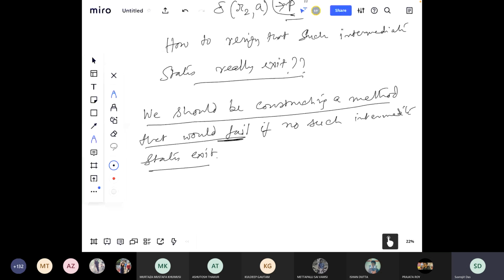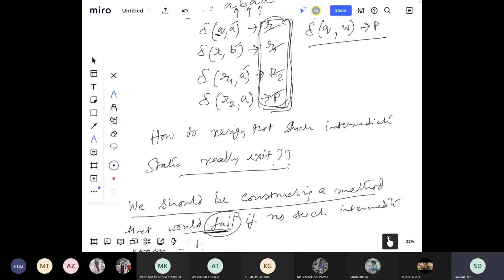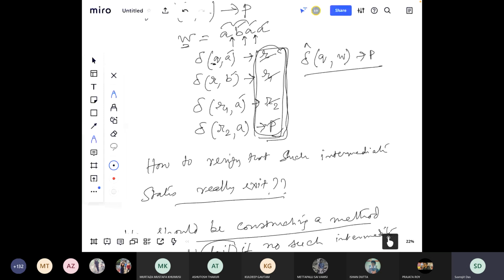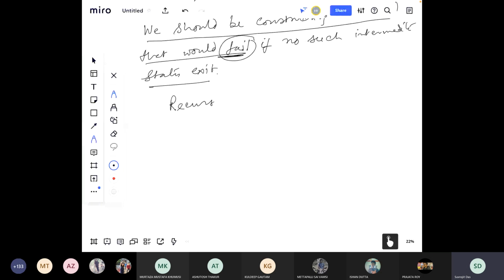And by that method we'll say that if it fails, that means there was a gap in constructing the finite automata. There was a gap in defining the states and their properties so that you can go from A to B, then B to A, then A to A. Right? And what is that approach? That approach is a recursive approach.